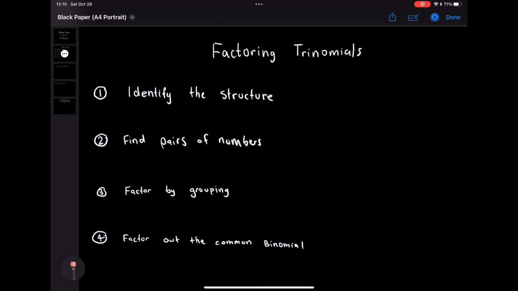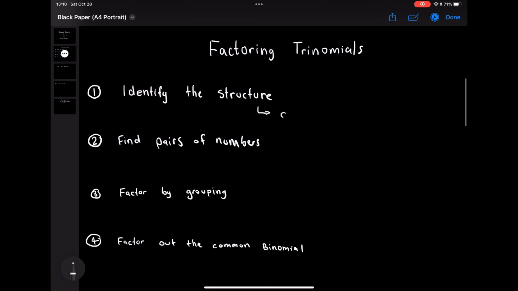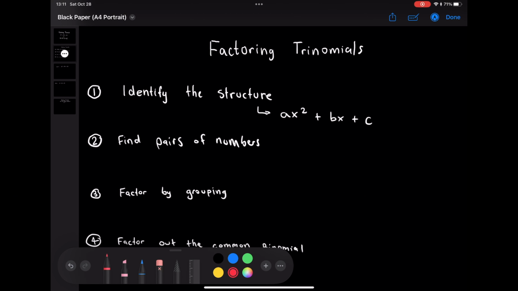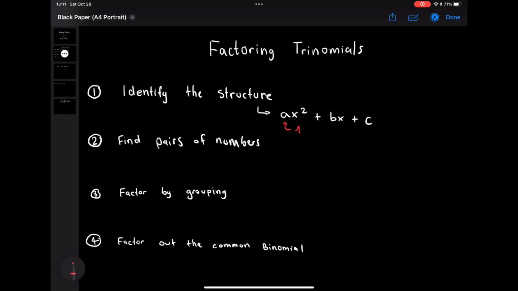For us, in this instance, the structure would be ax squared plus bx plus c. That's basically the simplest way of writing trinomials. And we'll be looking at, first of all, is the coefficient a being 1. Then, secondly, we have to find the pairs of numbers. Then we factor by grouping. And lastly, we factor out the common binomial.